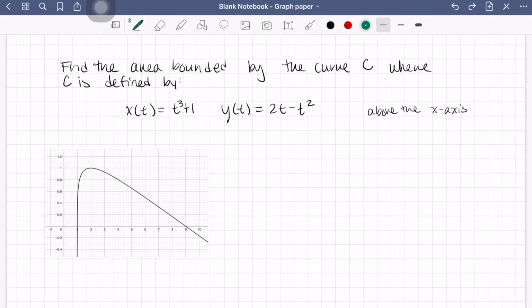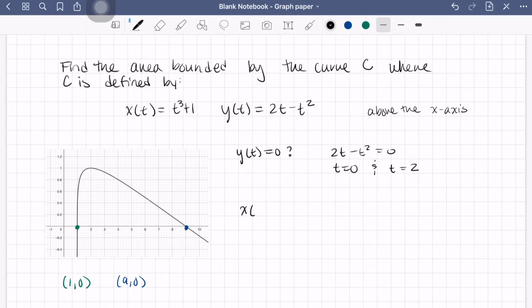So we have 2 points. This point here in green, (1, 0). And then we have this point here in blue, which is (9, 0). Both of them have this in common: y is equal to 0. So we want to know where y of t equals 0. So 2t minus t squared equals 0 when t equals 0 and t equals 2.